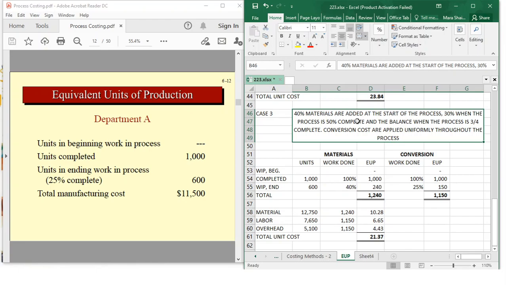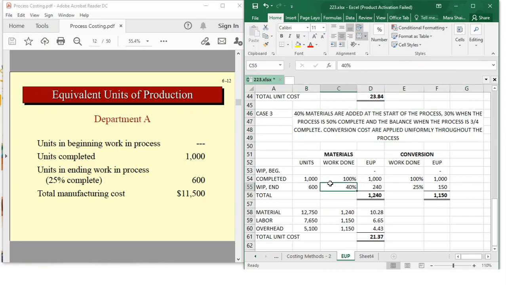30% when the process is 50% complete. So, at 50% na mark, after ana is, i-add na to ang additional nga 30% sa materials. And then the balance, so the balance is, of course, 30%, is when the process is 3/4 complete. So, kung 75% na daw siya complete, diha nimo i-add ang materials.